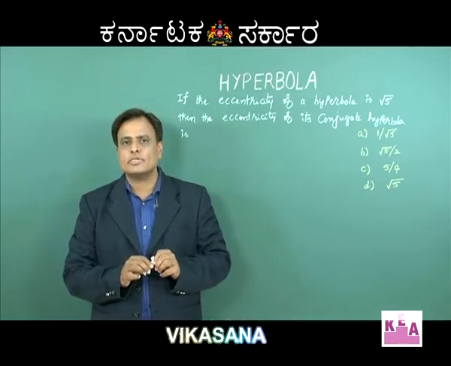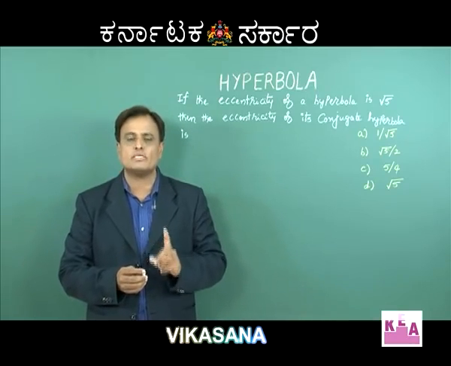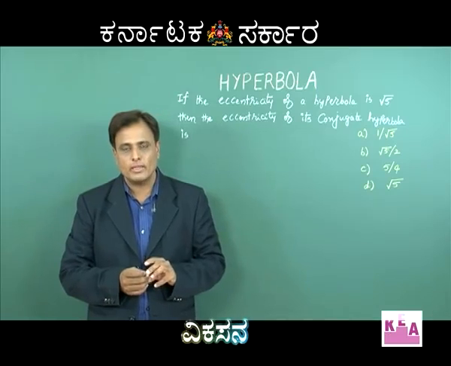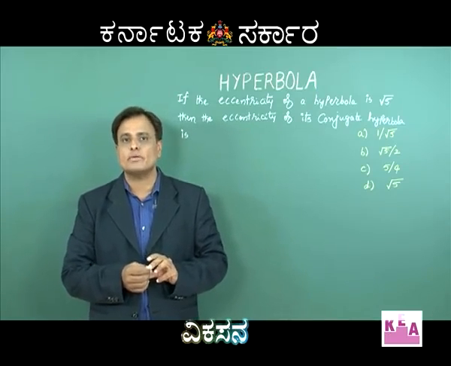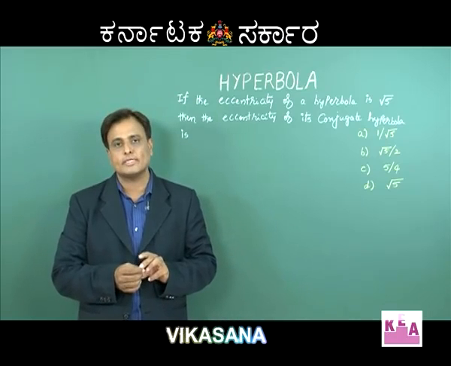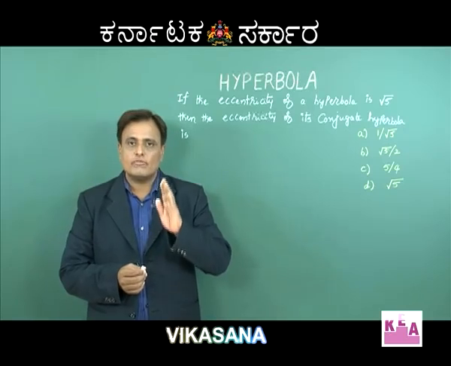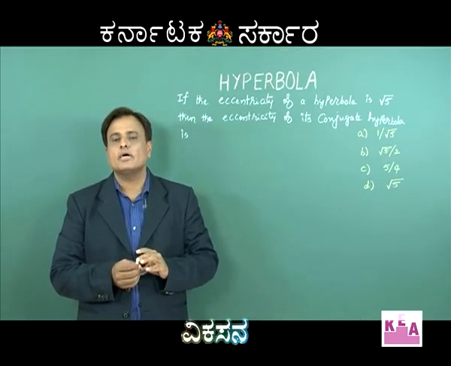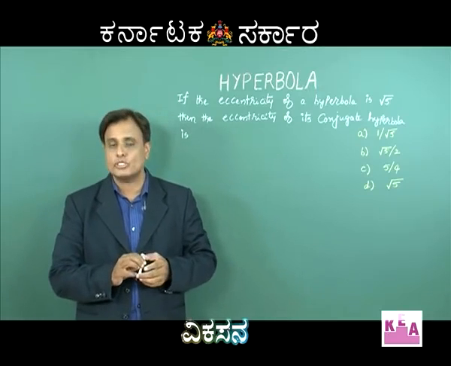We know the standard equation of hyperbola is x square by a square minus y square by b square is equal to 1. Then its conjugate hyperbola equation will be x square by a square minus y square by b square is equal to minus 1. So here the eccentricity of the hyperbola is given, and we have to find the eccentricity of its conjugate hyperbola.